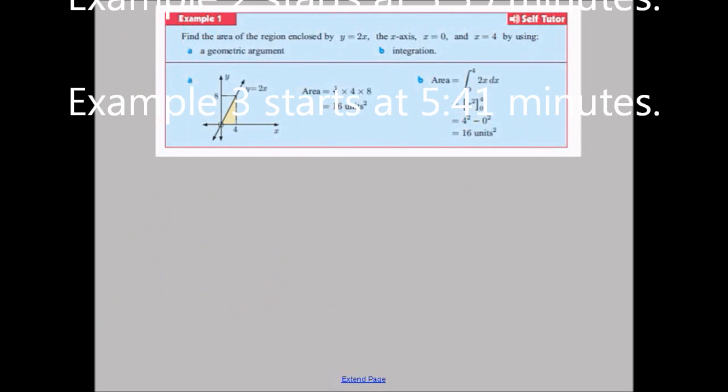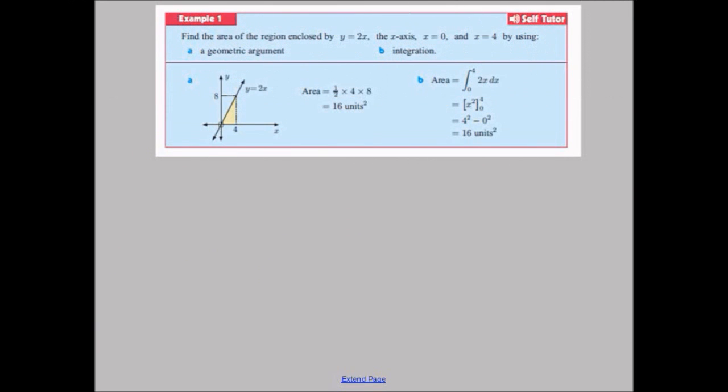Example. Find the area of the region enclosed by y equals 2x, the x-axis, x equals 0, x equals 4, by using a geometric argument. Okay, so I've included the answers when I copy and pasted here, because they have nice little diagrams for us, but I will also go through it step by step.